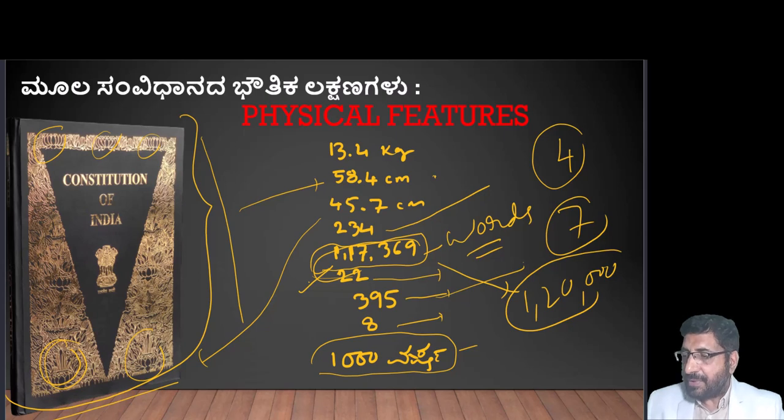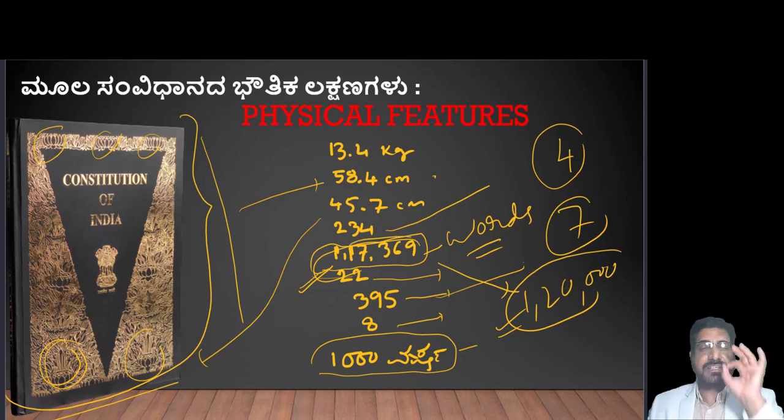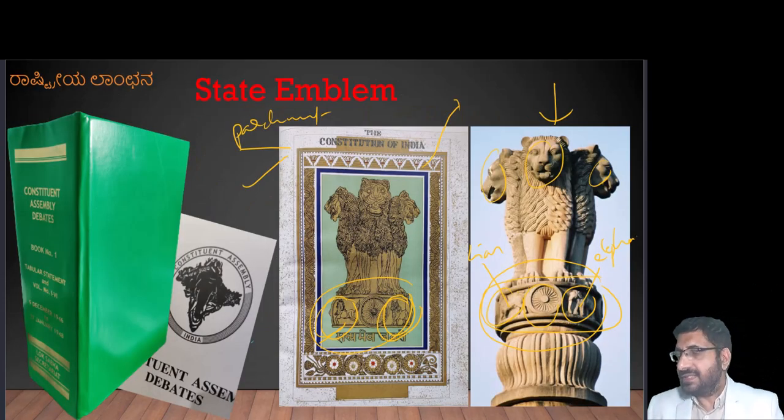So you have to be very particular in this case, otherwise you may end up with 1,20,000. It is exactly 1,17,369 words. Similarly, they might ask about these animals. How many animals are there? Which animal is in running or galloping position?